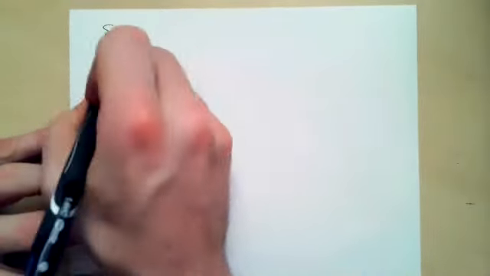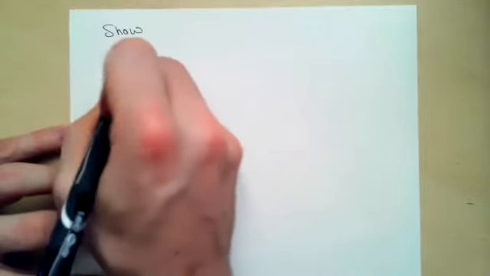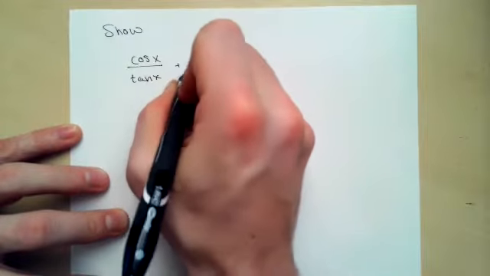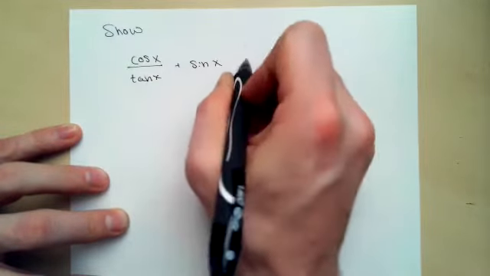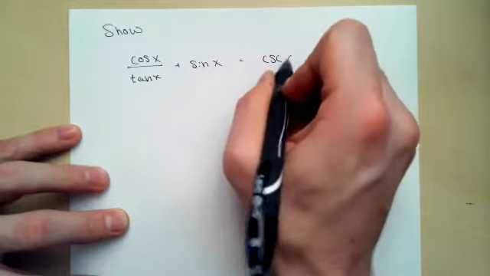So it says show cosine x over tangent of x plus sine of x is equal to cosecant x.